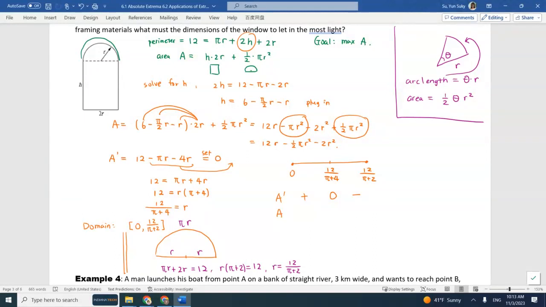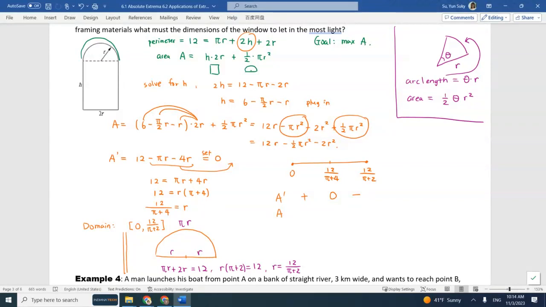How about the largest r? Well, if your r is bigger, your h is smaller, right? The largest r is when the h is 0. When h is 0, the perimeter is pi r and 2r, you add them together is 12. So r is 12 over pi plus 2. Is that okay, everybody? So we put the 0 into the A prime, not the first formula.